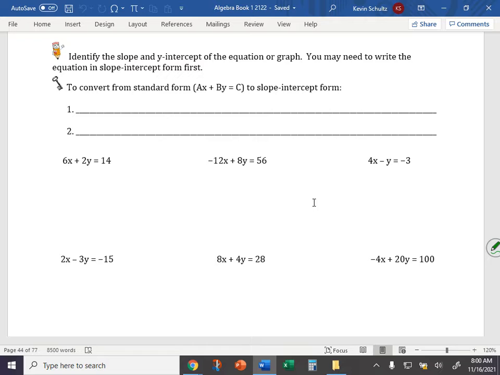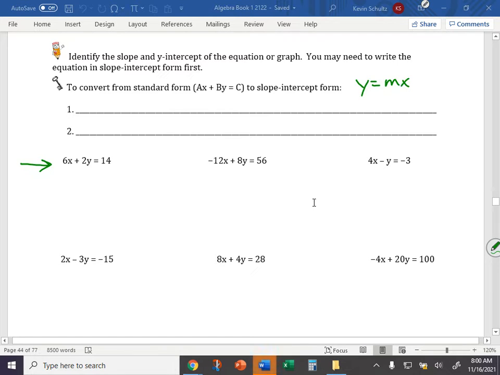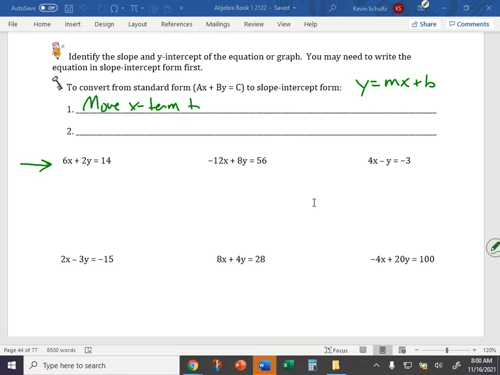If we're starting with both x and y on the same side, and our goal is to get to slope-intercept form, which is y equals mx plus b, what are we going to do first? What are we going to do first, do you think, Alex? We're going to put x back, right? Our first step for this is the same as it was to put it in standard form, which is move the x term to the other side.